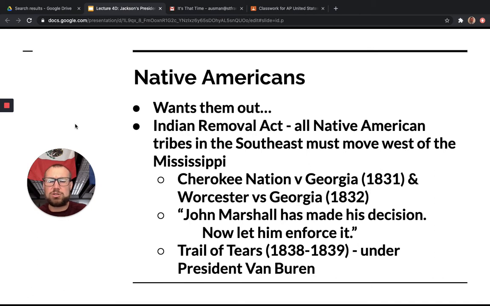Okay, our first issue with Andrew Jackson is what to do with Native Americans. And this problem can go back to the Constitution, which doesn't talk to them. So it's up to the interpretation of the people to use the Constitution to do so, and remember, the Constitution doesn't specifically talk about Native Americans.